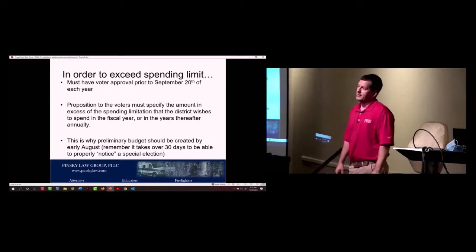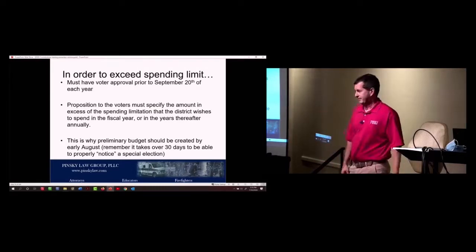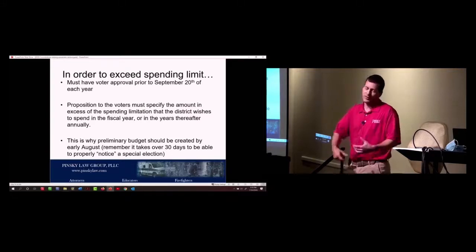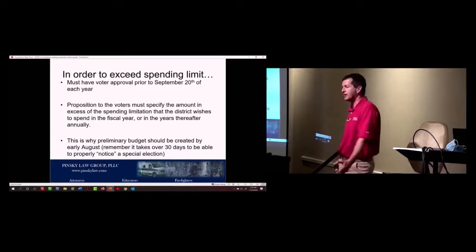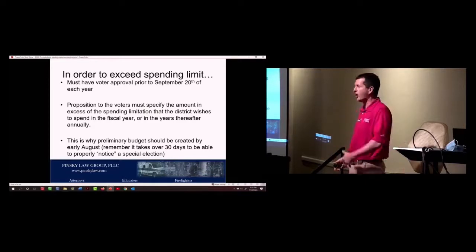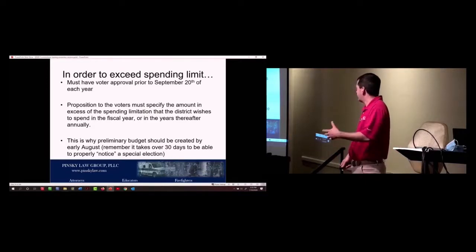Now, you tell me. You go to the voters and say, we're asking you to increase our statutory spending limit to X per thousand or whatever. Do you think they're going to have any idea what you're talking about? Not a chance, right? So you might want to hold a hearing. You might want to put a little something in the paper. They are not going to know what you're talking about. So I would try to educate them.